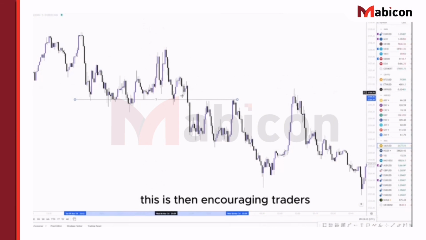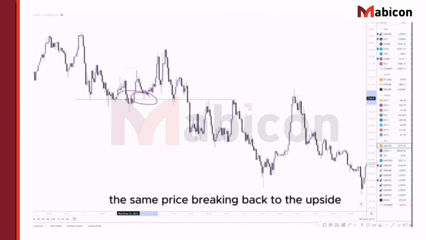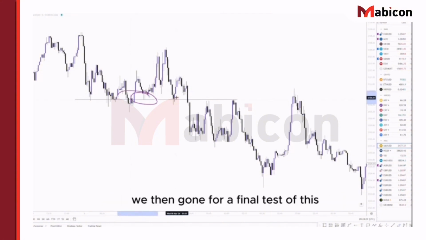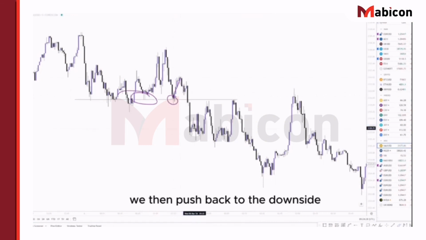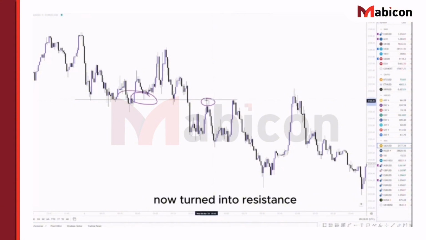This is then encouraging traders to take a long position. These traders will be looking at this rejection and seeing price breaking back to the upside and failing to close below this support level, so they'll be looking to trade long in this situation. Now what we could then see is we've gone for a final test of this, we pushed up, failed to create more highs, and then ultimately we push back to the downside. Now in turn, as price comes back up to this level, we would see traders in the markets looking to take a short around this point because this support area has now turned into a resistance.